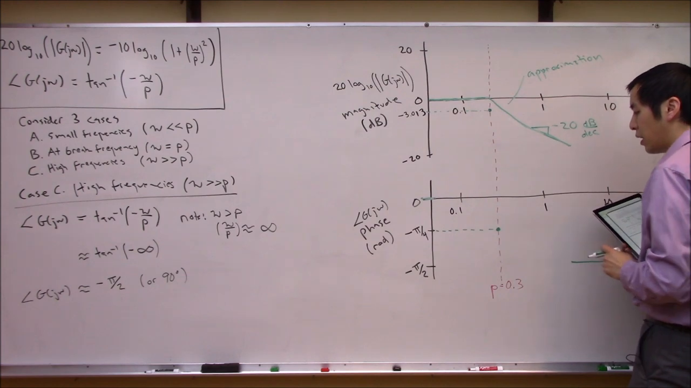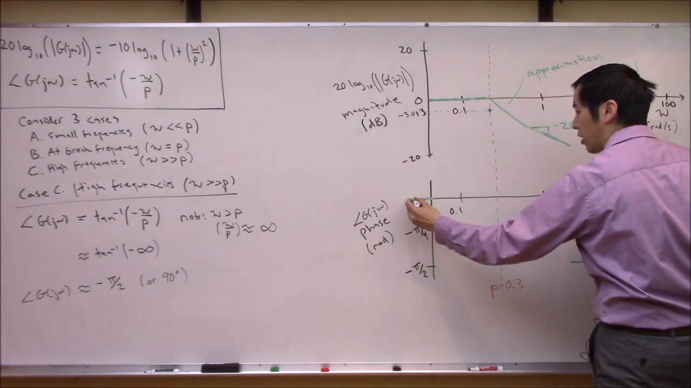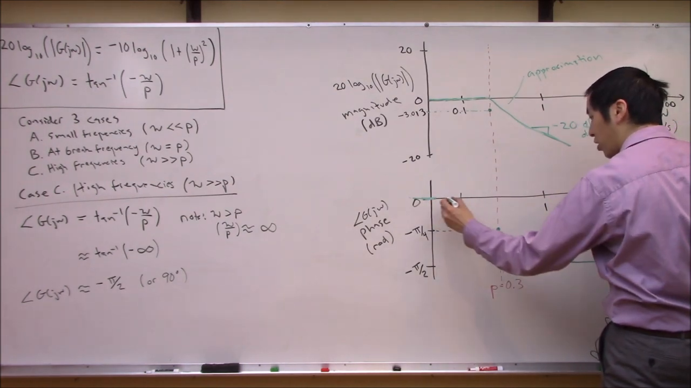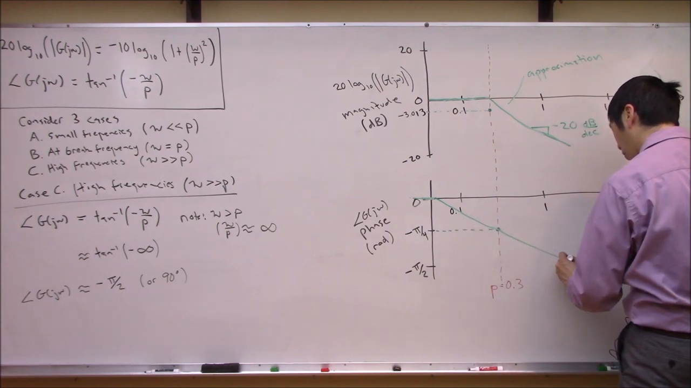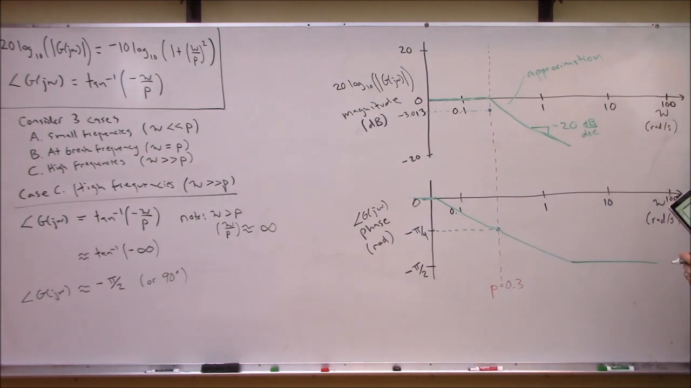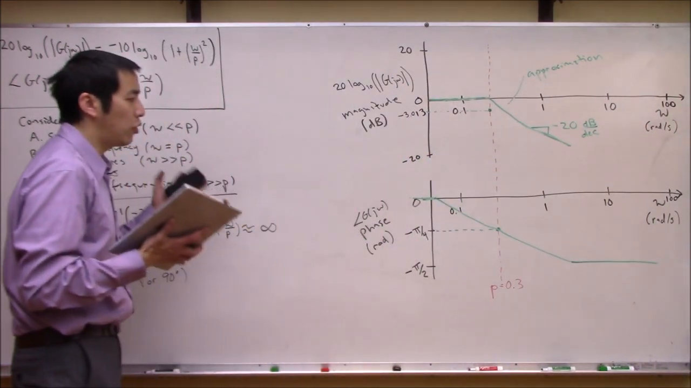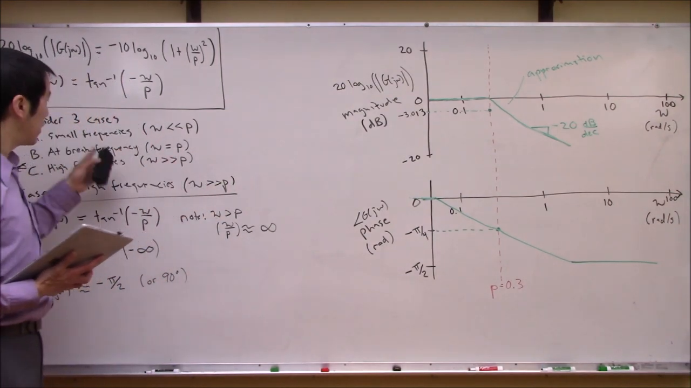Similarly, for the phase, you can do the same thing. You come along here, and then you stop well before P, and then it goes down. It goes through this 45 degree point, and then it keeps going down all the way to minus 90 here. Okay, so with this, we can write a couple of rules of how to approximate the Bode plot for a single real pole.